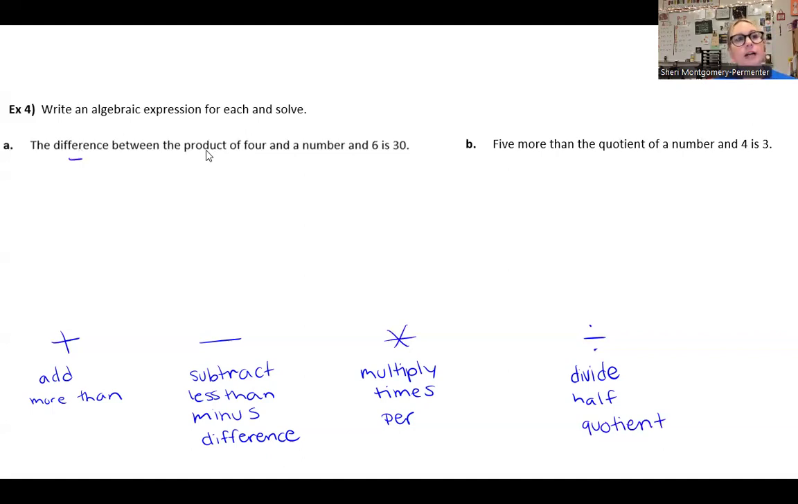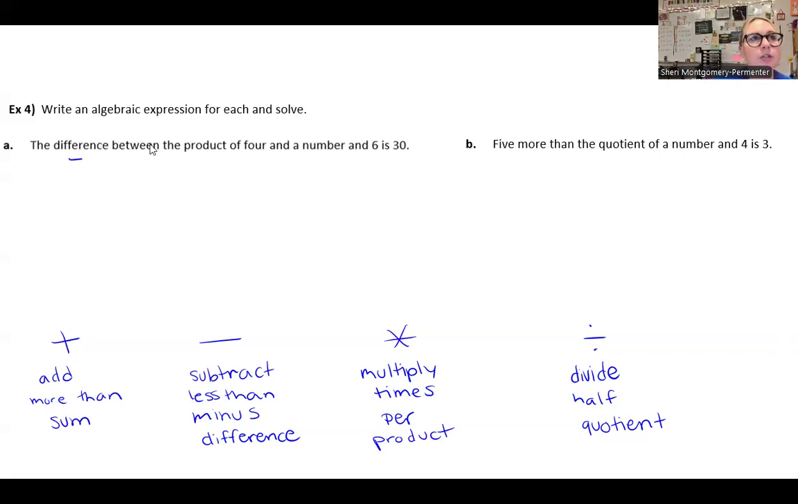Oh, product. Where does that go? Multiply. Very good. That's the answer to a multiply problem. That's the answer to a division. That's the answer to subtraction. What's the answer to when you add two things together? Sum. We forgot that one. Sum, that's when you add two things together.